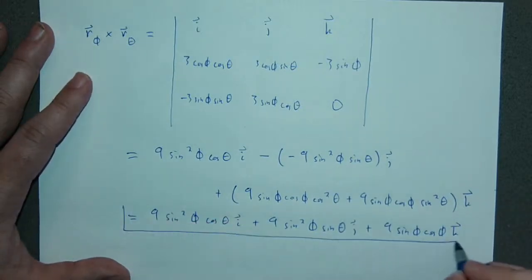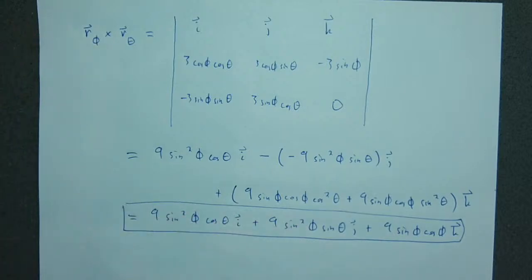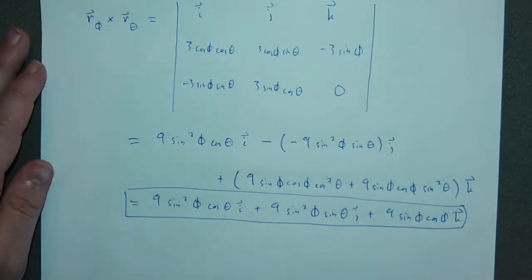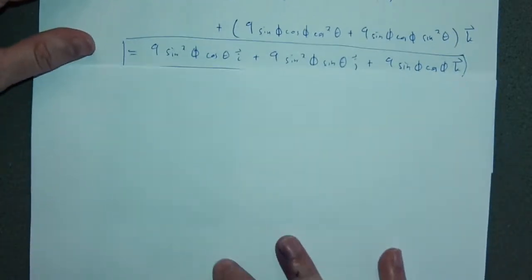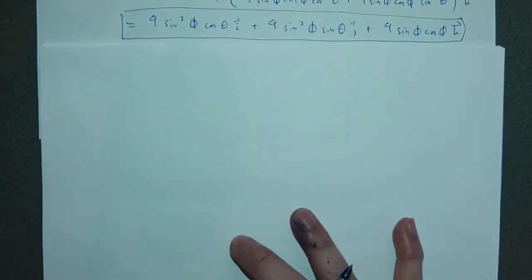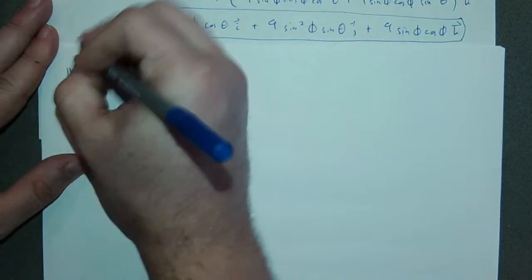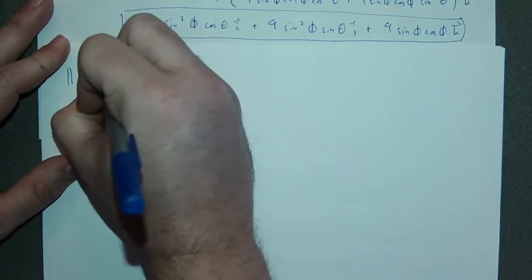So there is my cross product. Okay. Of course, we're not done yet. All right, so we're not done. What do we do now? Well, now we have to compute the length of this thing. All right, so again, I want to put this at the top. Right here is the thing I'm computing the length of. So I'm computing the length of r sub phi cross r sub theta.